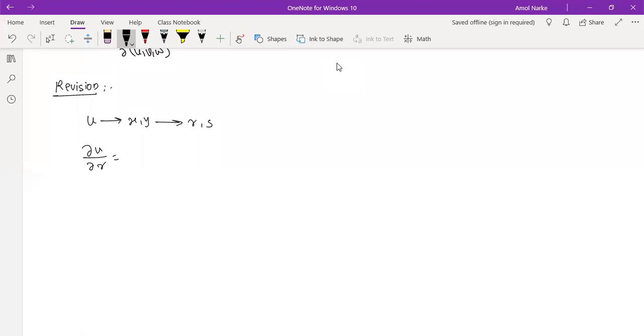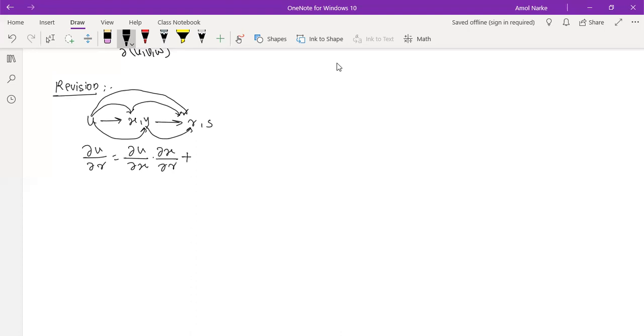We want to go from u to r. So first we go from u to x and then x to r, and then u to y and y to r. Yes or no? That is the chain rule diagram for differentiation. So what is that formula? Partial derivative of u with respect to x times partial derivative of x with respect to r. Very good. That is what we have done for x.